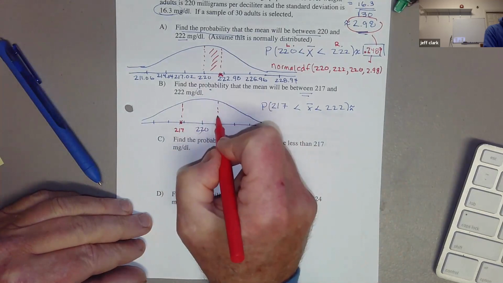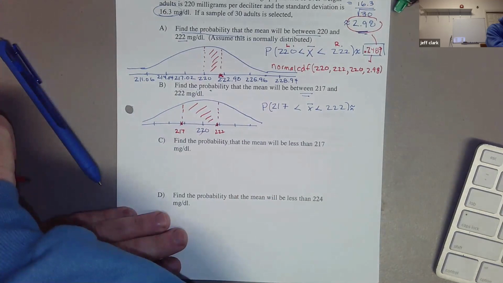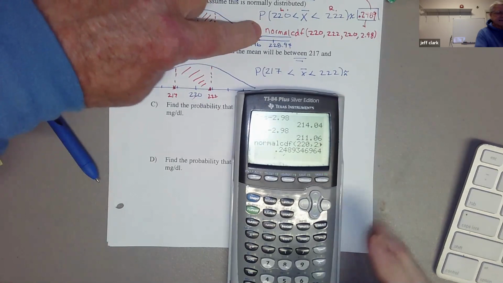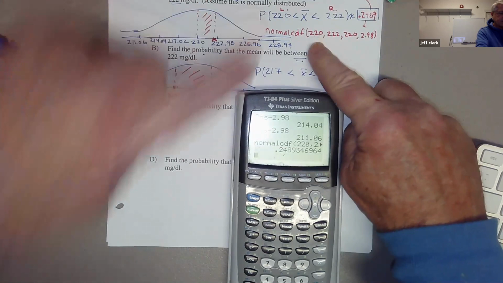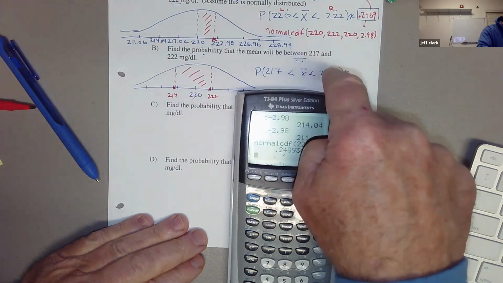Dot, dot, dot, dot, dot. Shade, shade, shade, shade, shade. Use calculator again. Right here, it's the same thing, except these two numbers are changed. These are the same, but these two numbers are changed to reflect 217 to 222. That's your left, that's your right.